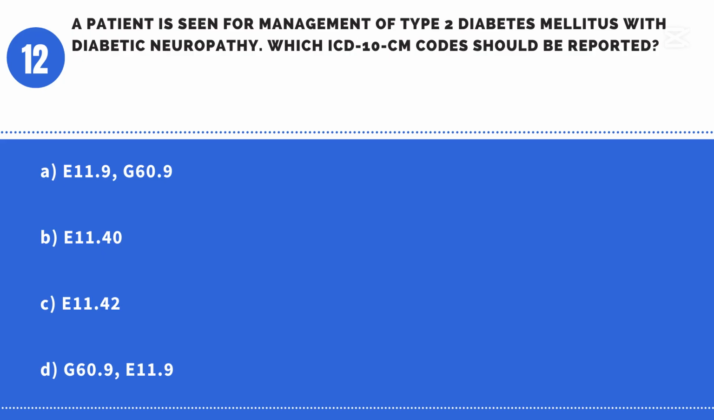Question 12. A patient is seen for management of type 2 diabetes mellitus with diabetic neuropathy. Which ICD-10-CM code should be reported? A. E11.9, G60.9. B. E11.40. C. E11.42. D. G60.9, E11.9.